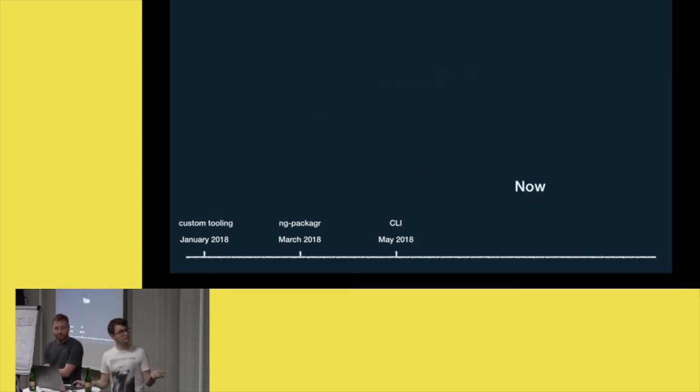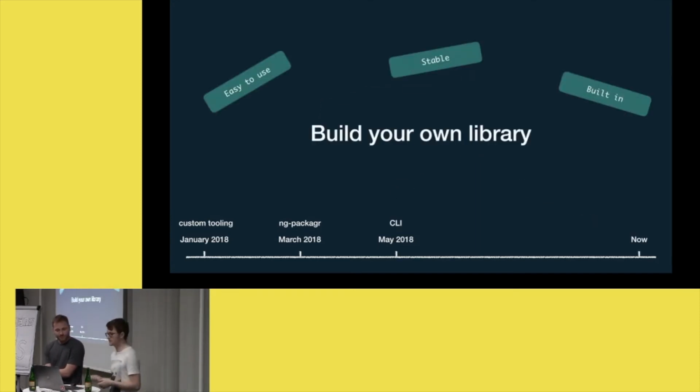So now you can build your own. It's easy to use and it's quite stable. We didn't really have any issues in the last couple of months. So it's really stable, and everybody can now simply use this ng generate library functionality that's now built into the CLI.